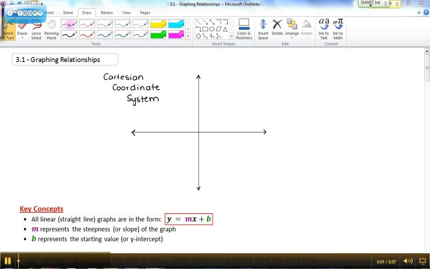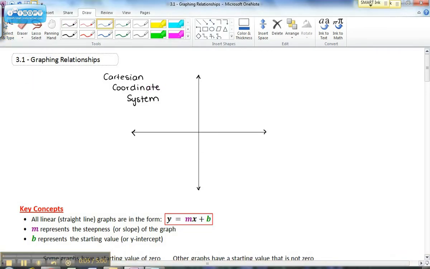Today we're going to talk about graphing relationships. Here I have a Cartesian coordinate system which describes the relationship between the y-axis and the x-axis. We use this grid to help us draw relationships between these two variables.